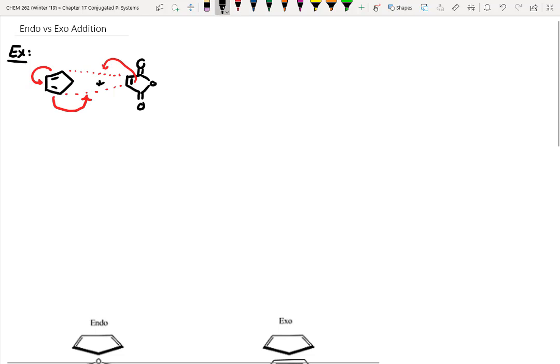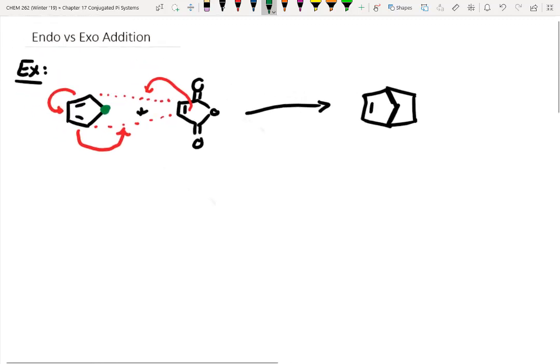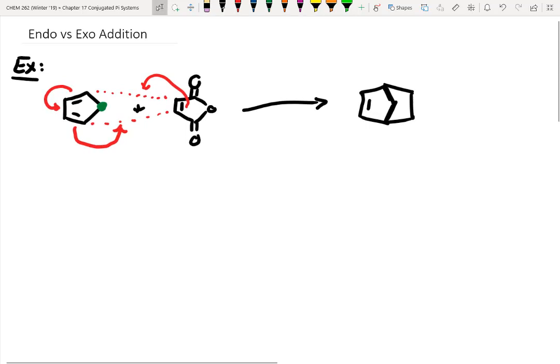In this reaction, we're going to be making a new six-membered ring, and we're going to have kind of a roof going on here. If you remember yesterday, I said you can even color code these. So let's zoom in on this. We've got that green carbon on cyclopentadiene. That's going to form this roof, so it's going to kind of flip up. And then over on the other side, we're going to form a new five-membered ring.